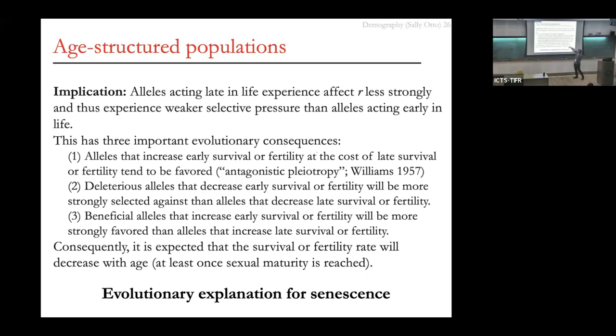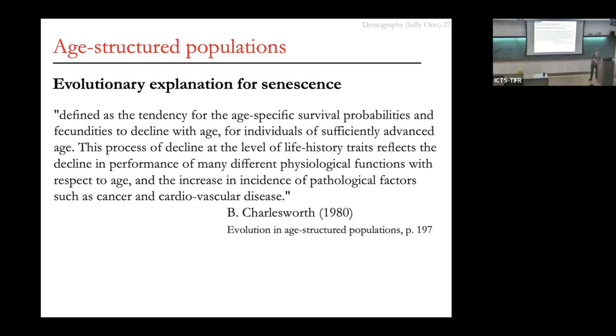So consequently, for all three of these reasons, whether there's antagonistic pleiotropy, only deleterious, or only beneficial, but there's certainly going to be all three, it is expected that the survival or fertility rate will decrease with age, at least once sexual maturity is reached. And this is the evolutionary explanation for senescence. Senescence being defined as a tendency for the age-specific survival probabilities and fecundities to decline with age for individuals of sufficiently advanced age.